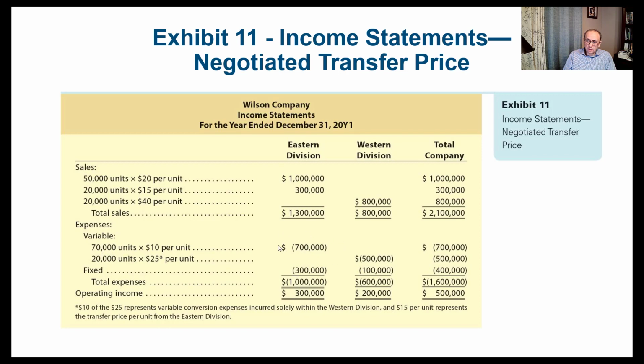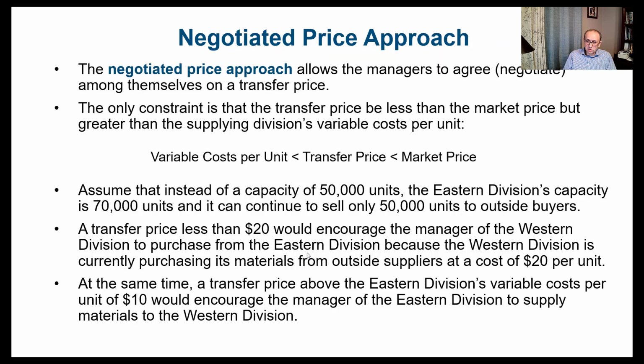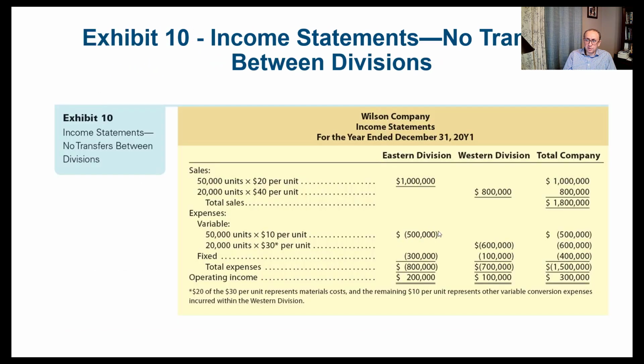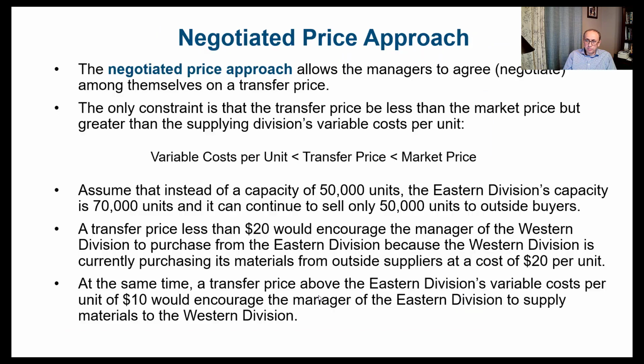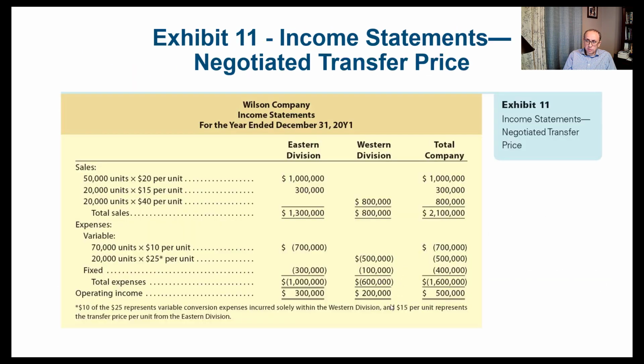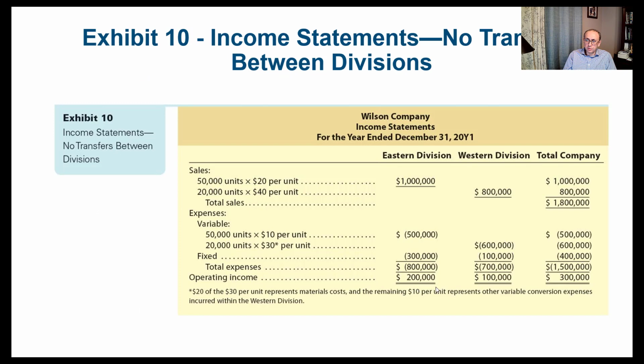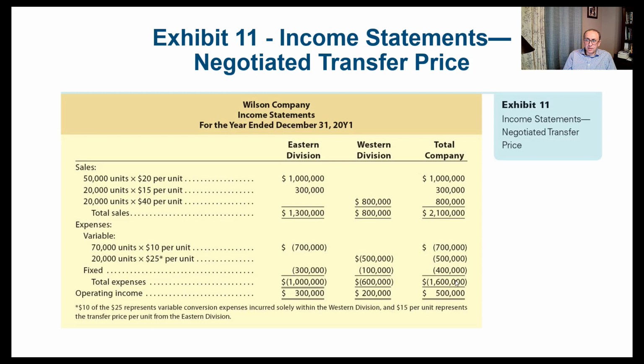So the total variable expenses is $700,000 compared to $500,000. But the most important thing is the bottom line numbers. Operating income now for the Eastern Division is 300,000 compared to 200,000, and for the Western Division now it's 200,000 compared to 100,000. So the total company, instead of making 300,000, is now making 500,000.